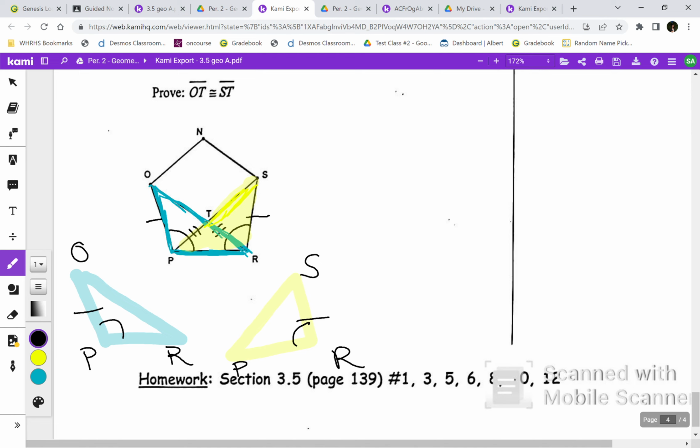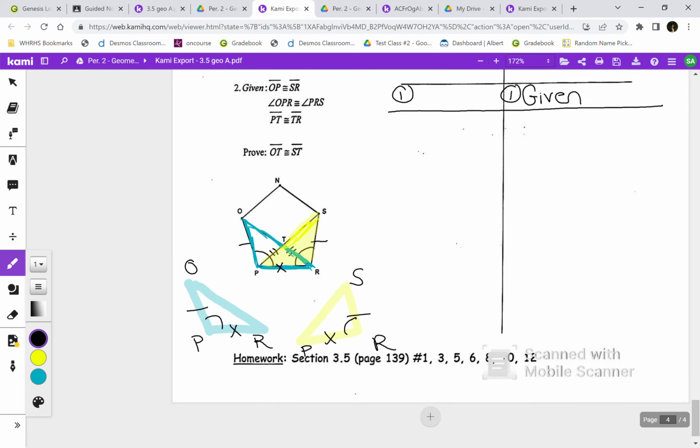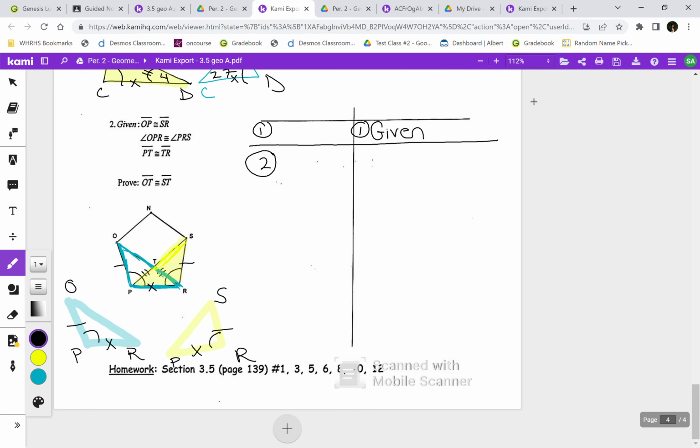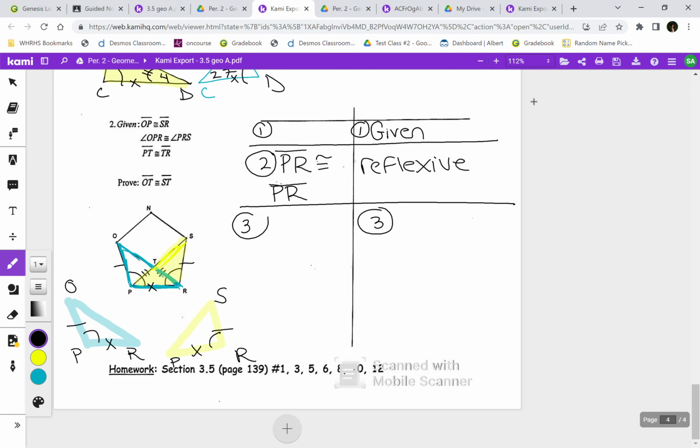Caleb, what do you see? PR is reflexive. You got it. So my step number 2, I'm going to say PR congruent to PR, reflexive. And now I can say triangle OPR. Adam, I said triangle OPR. Can you match it up for me? OPR, then it's SRP. SRP, perfect. And that is SAS, side angle side.